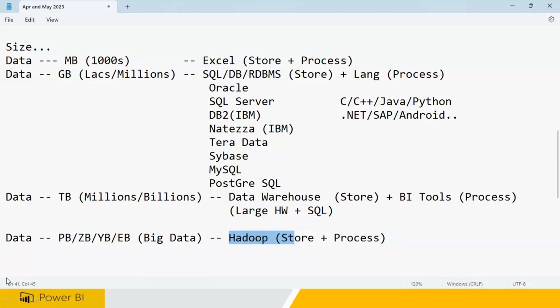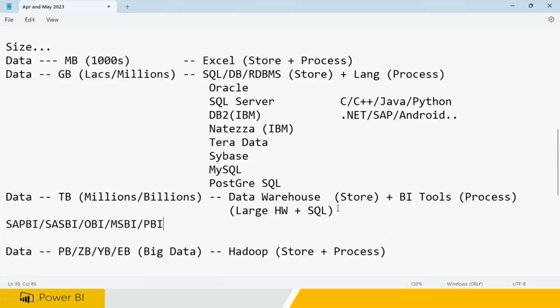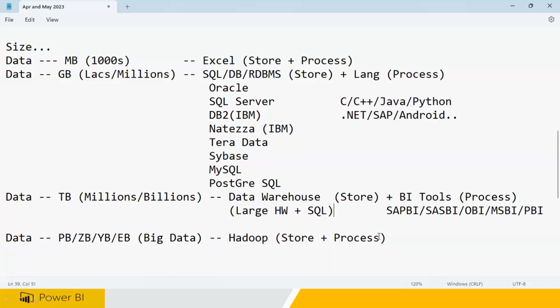Now, what are the BI tools available? BI tools are good when you have terabytes of data. But if you cross this data, even BI tools are going to change. What BI tools are available in the market? SAP BI, which you got in the year 2000, and SAS BI, and you have OBI, Oracle BI, then you have MSBI. Today we have Power BI, right? A lot of BI tools were introduced into the market.